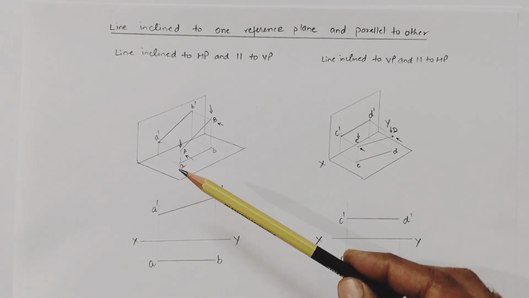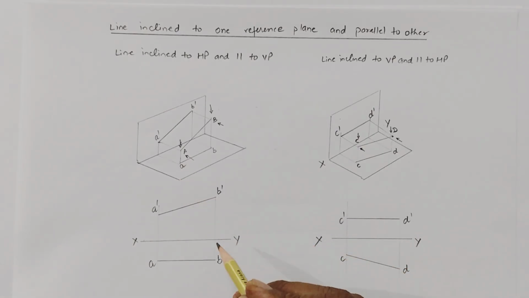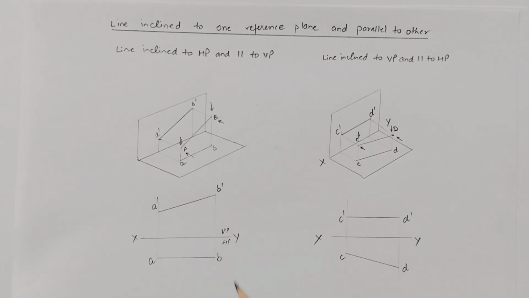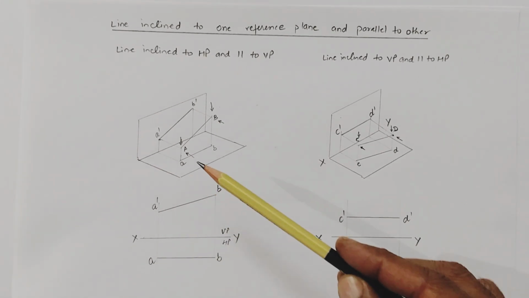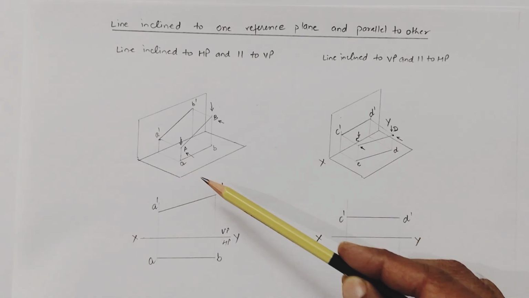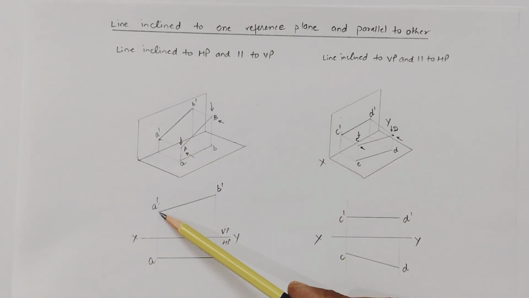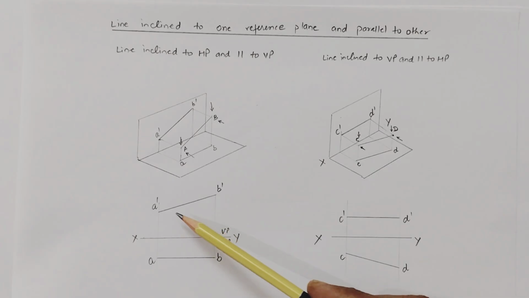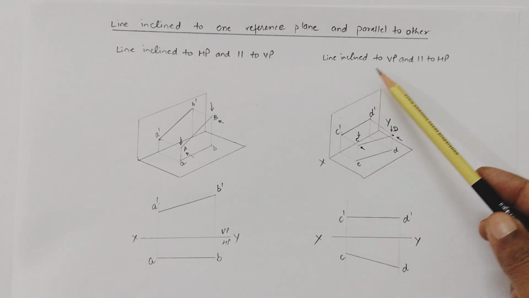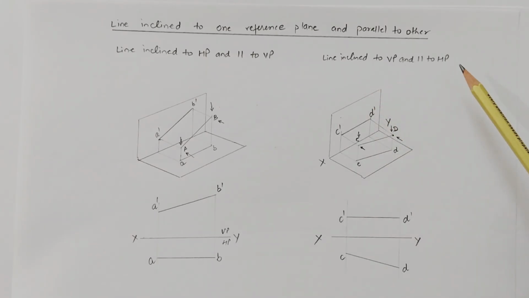In this case, you know very well, here we have the vertical plane and here is the horizontal plane. You can see the angle of inclination is observed only in the front view. So that's why the angle here represents the inclination with the horizontal plane. Now the case is a line inclined to the vertical plane and parallel to the horizontal plane.